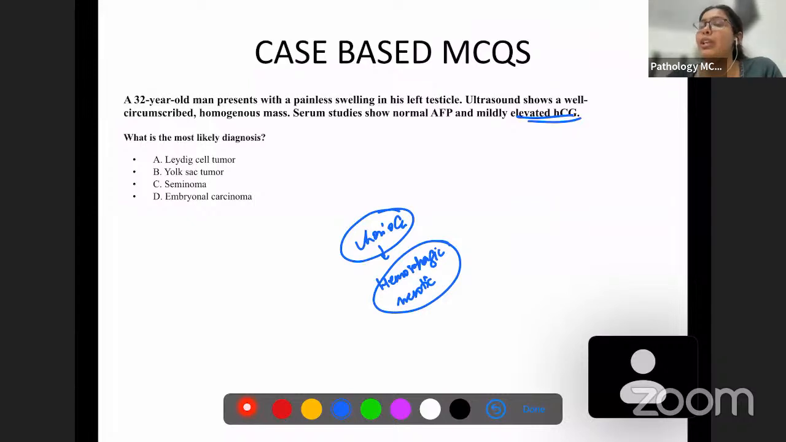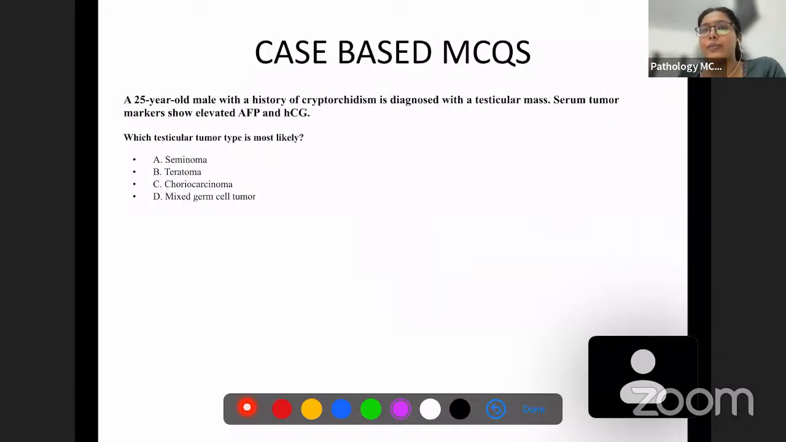But here you have elevated HCG. So I told you that in 15% of seminomas, you will have elevated HCG. So this is still a seminoma, but they've not given you classic PLAP or LDH. But they've given you a homogeneous circumscribed mass, which is not seen in choriocarcinoma. You see a hemorrhagic necrotic, not very well circumscribed mass in choriocarcinoma. So the answer here is seminoma. Be aware of these questions.